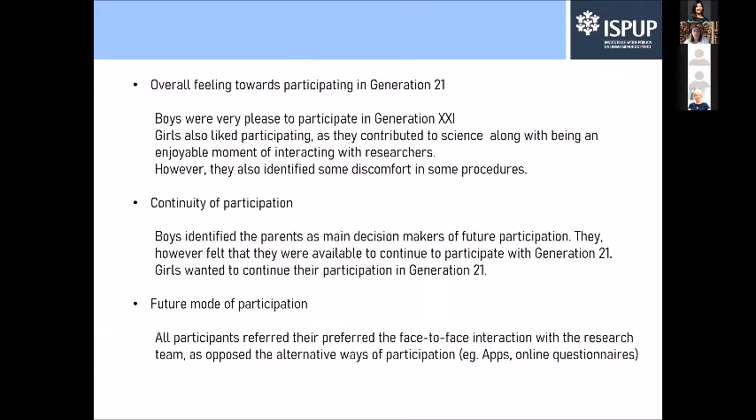Boys still identify parents as those responsible for the decision-making regarding participation, but all of them felt that it was interesting and they were interested in continuing to participate with the research team. One of the critical results regarding this qualitative study related to the way that the participants would like to be approached, but all of them prefer the face-to-face model of data collection because they really valued the interaction between them and the research team.